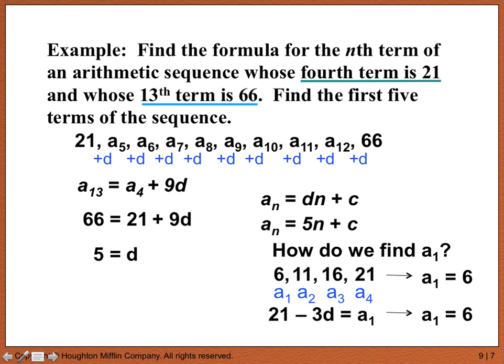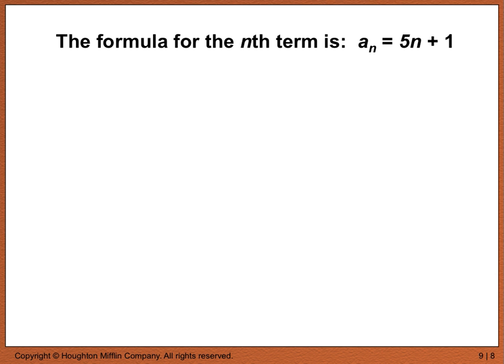Alright, so now we have a sub 1, and that means that we can find c using our equation that we already learned, which is c equals a1 minus d. I know that a1 is 6, I know that d is 5, and 6 minus 5 is 1. So I can now write the formula for the nth term of this sequence. And the formula for the nth term is a sub n equals 5n plus 1.